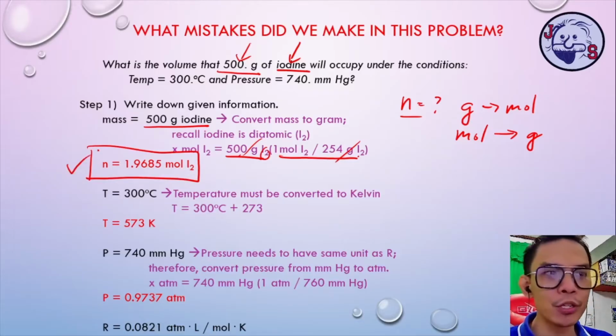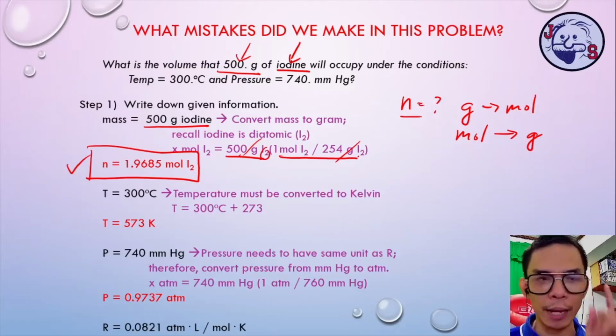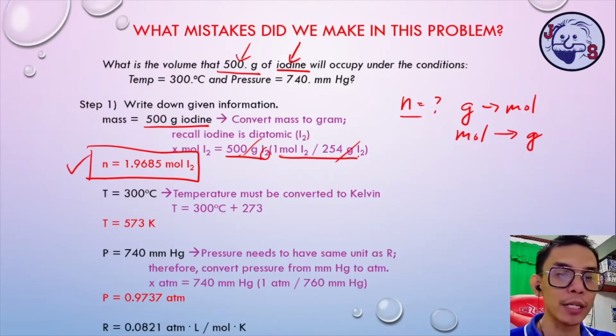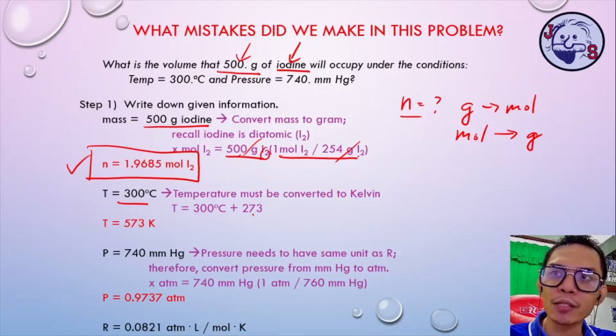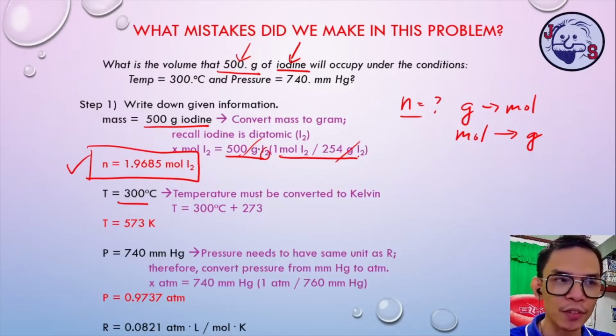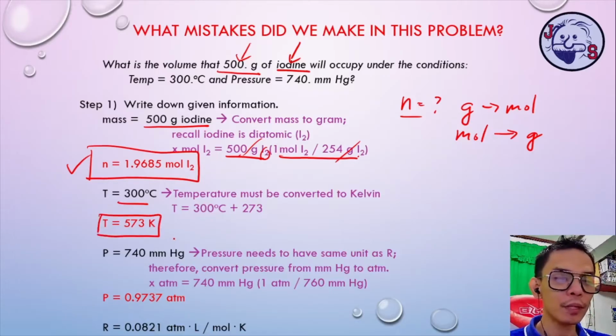How about the temperature? Don't forget the SI unit for temperature for the ideal gas law is Kelvin. So 300 plus 273.15, if you add the 0.15, you will get 573 Kelvin.